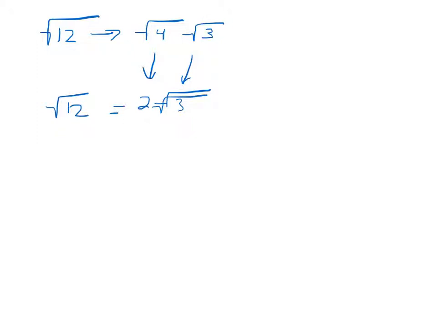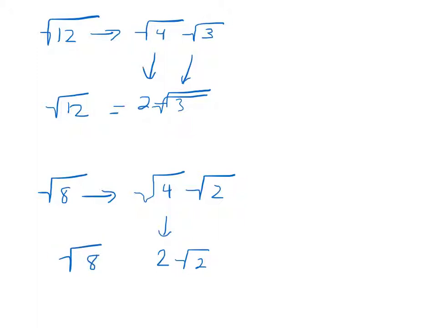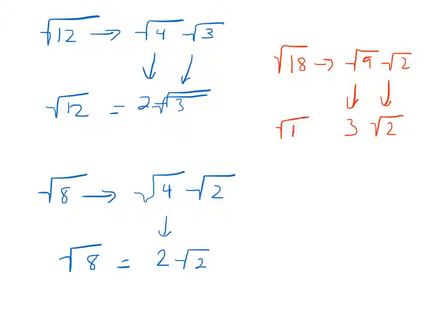To do another one, the square root of 8. You can say, well, that's the square root of 4 and the square root of 2. And this I can simplify into 2, but the square root of 2 I cannot. So the square root of 8 equals 2 times the square root of 2. If we do another one, the square root of 18. Again, I can do a bunch of things here, but I'm going to do the square root of 9 times the square root of 2, because 9 times 2 is 18. I can make that a 3, and this will have to stay the square root of 2. So the square root of 18 equals 3 times the square root of 2.